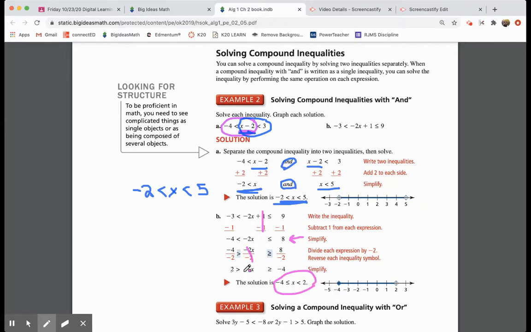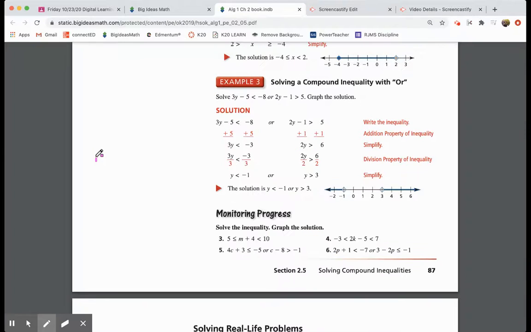Now, if that was confusing, just go back and do it like A. Split it into two inequalities. Okay, I want you to do what works best for you. So now when we graph this, I have -4, closed circle, and 2, an open circle. x is greater than or equal to -4 and less than 2, so it should be between them. So now we'll go ahead and look at example 3, and then I'll have you do some problems.